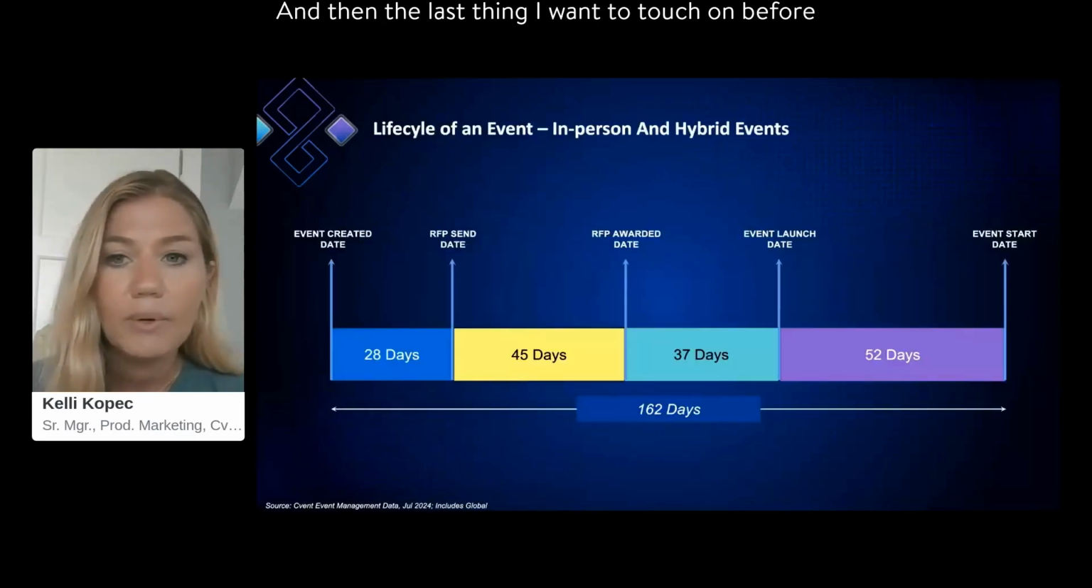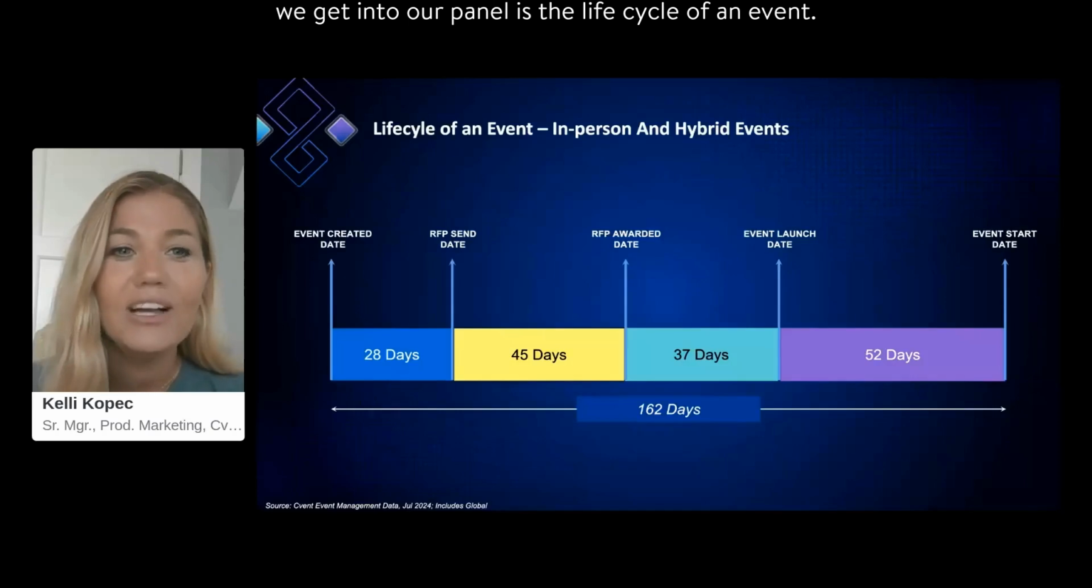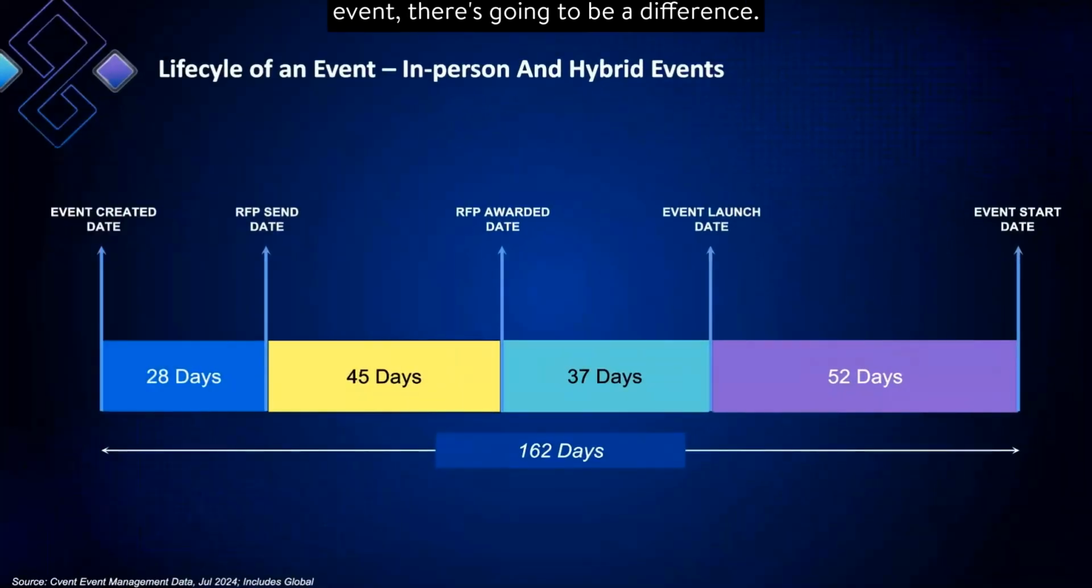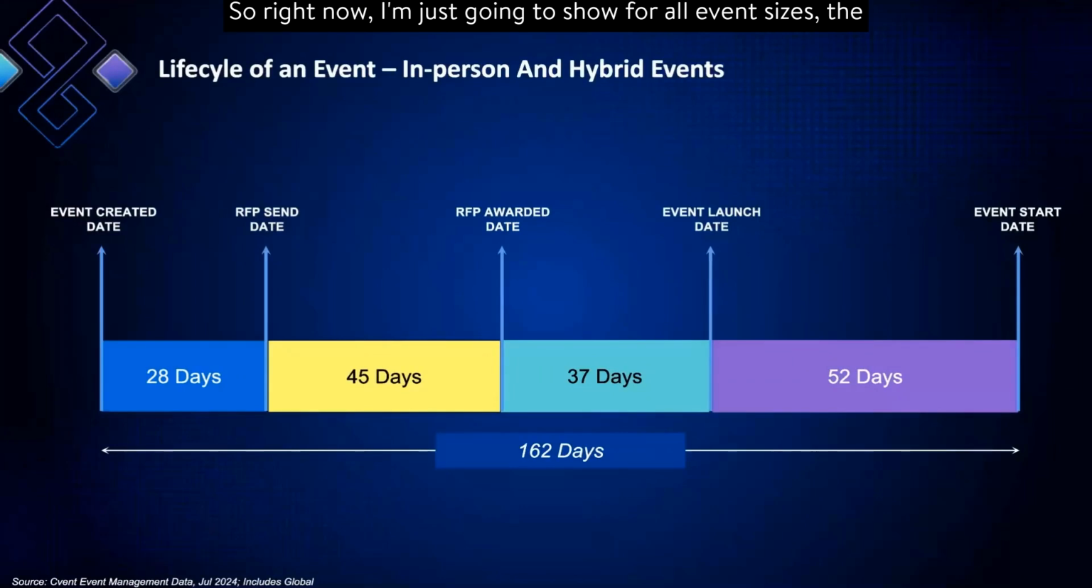And then the last thing I want to touch on before we get into our panel is the life cycle of an event. Now, depending on the size of the event, there's going to be a difference. So right now I'm just going to show the event life cycle for all event sizes. And we've plotted 5 key milestones, including event creation date, RFP send date, RFP awarded date, event launch date, that's really when the marketing begins for an event, and lastly, the event start date.